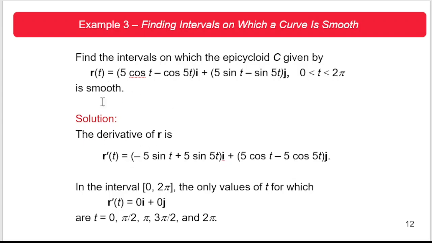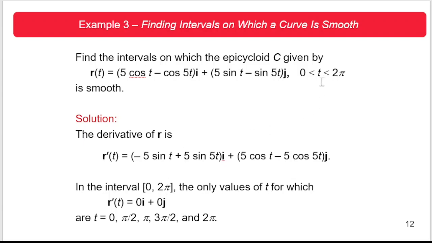Okay, the first derivative of r of t is r prime of t, and the derivative of cosine t is negative sine t times 5. So you have negative 5 sine t, minus the derivative of cosine 5t, which is negative sine 5t times 5, but negative negative is positive. So you have positive 5 sine 5t times i, plus the derivative of sine t, which is cosine t times 5. So we have 5 cosine t minus the derivative of sine 5t, which is cosine 5t times 5, so 5 times cosine of 5t, times j.